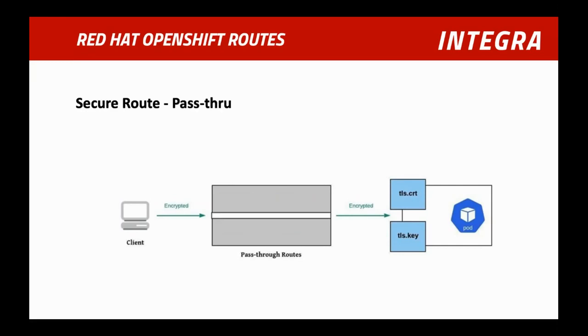Finally, we have the pass-through type as well. In the pass-through type, the connection is passed through from the route directly to the pod, and the pod will have to handle the TLS SSL encryption.